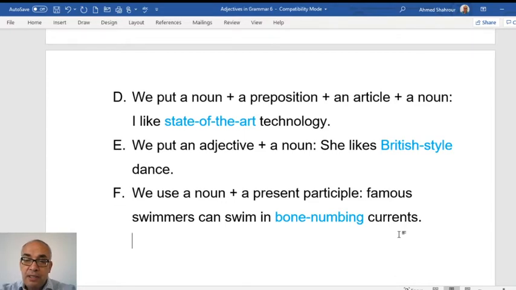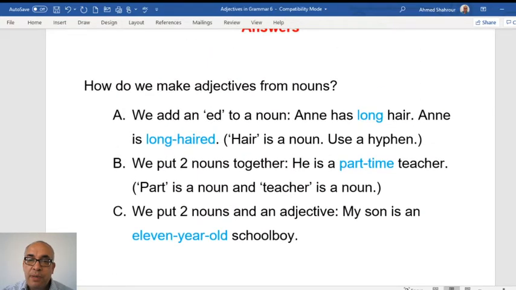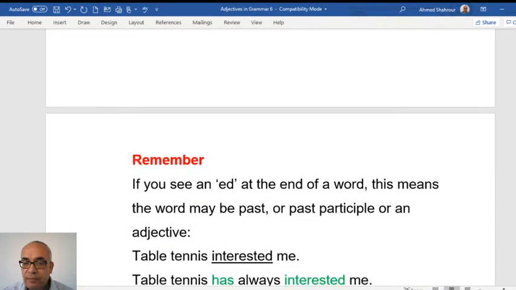Bone-numbing, it means the water is too cold and you feel like your bones are numbed. You know, numbed means you don't feel them. You lose the feeling in your muscles because the current of water is cold. So I gave you 6 ways. I explained to you 6 ways which you can use to make adjectives from nouns. You can watch the video again and again if you want to learn how to do this.